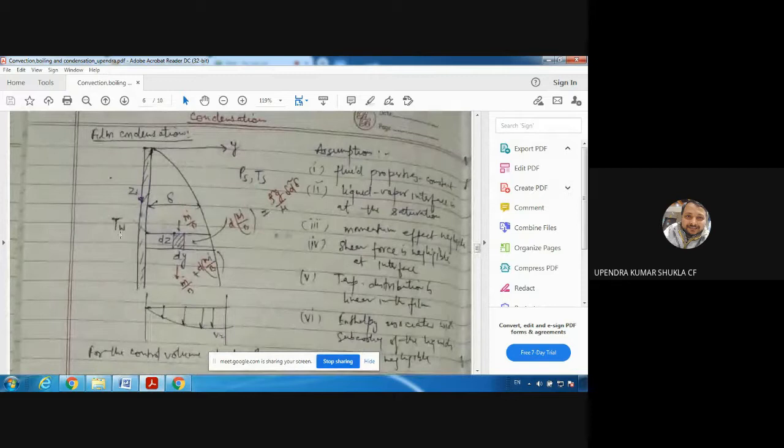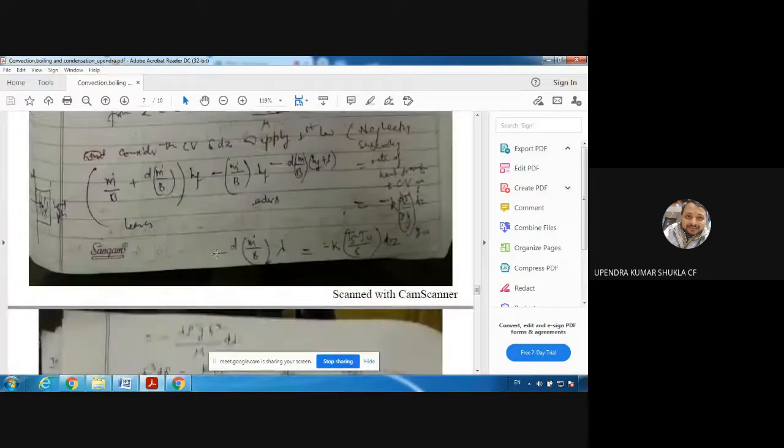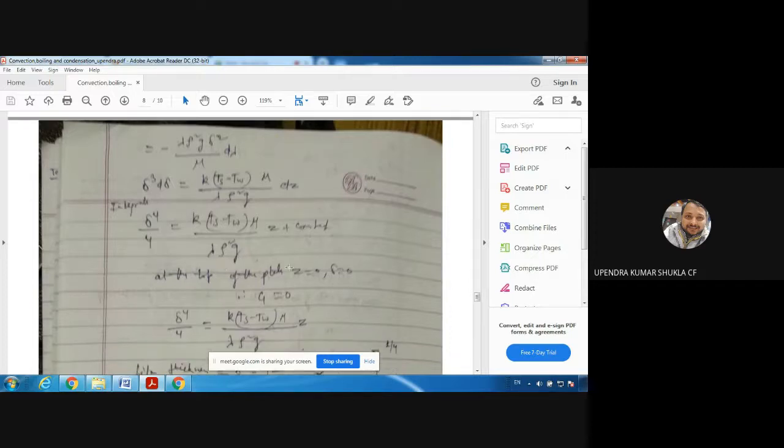Whatever heat is entering this control volume will be equal to that. This you will get from Fourier's law. If you apply Fourier's law and solve, you will get delta cubed d delta is equal to this much. You need to integrate with respect to delta, and you will get delta^4/4 is equal to k(Ts - Tw) mu upon lambda rho square g z plus a constant.